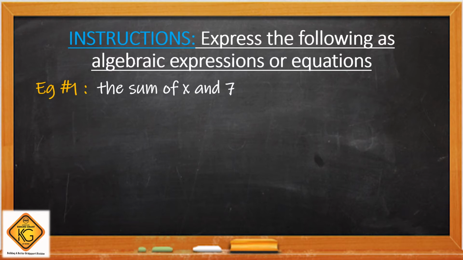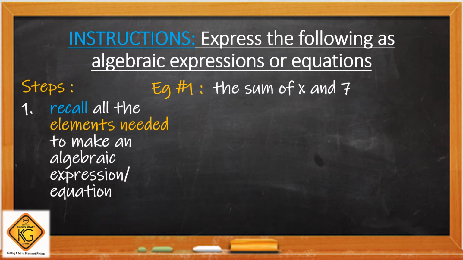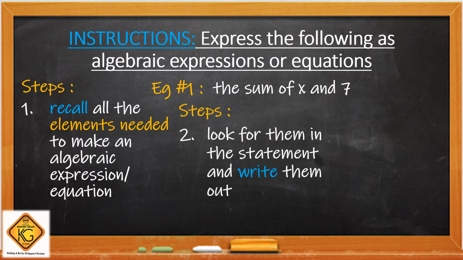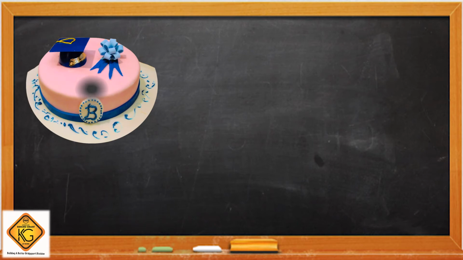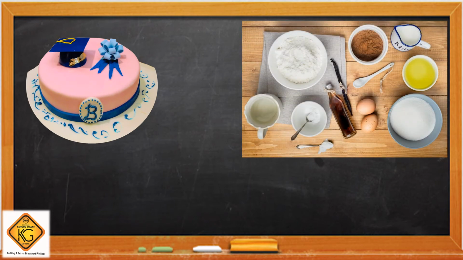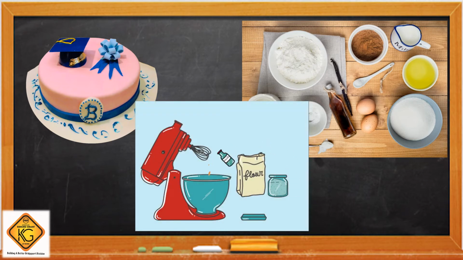The trick is to, firstly, recall all the elements needed to make an algebraic expression or equation. Next, look for them in the statement and write them out. Then, put them together to form the expression or equation. It's just like baking a cake. The raw ingredients are present and definitely do not look like the cake. But because you know what you need to make the cake, you search out the ingredients, apply them in the ratio needed, and then put them together in specific ways to make it look like a cake.